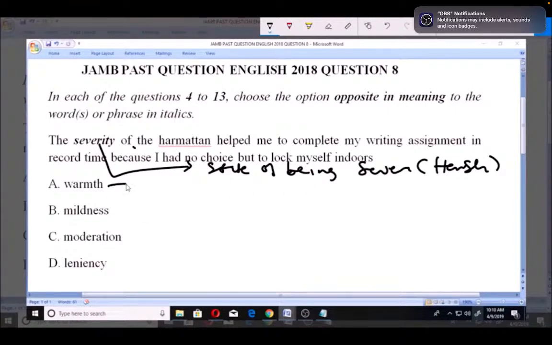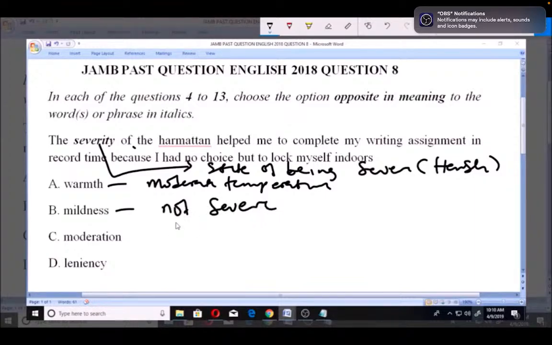Warmth is when you have something that is moderate in temperature, something that is not too hot. Something that is nice also. But mildness is a state of not being harsh. So mildness simply means not severe. That's the direct opposite of severe. That makes option B the right answer.